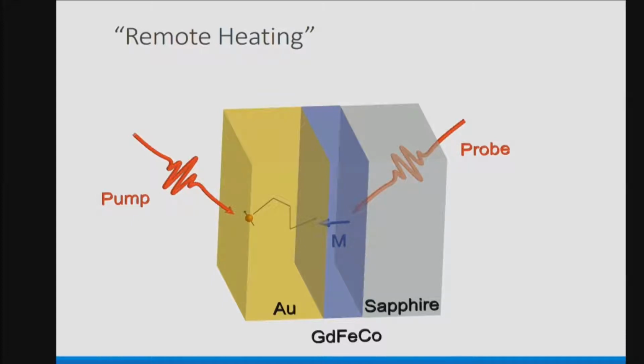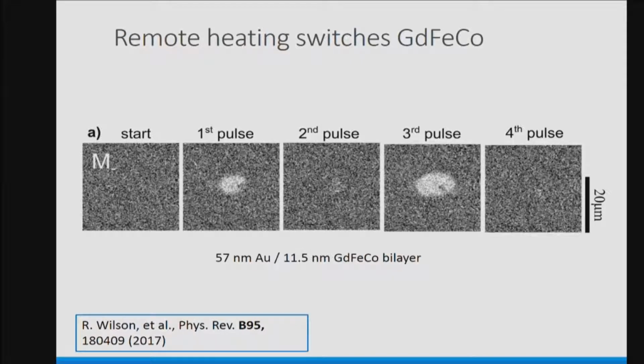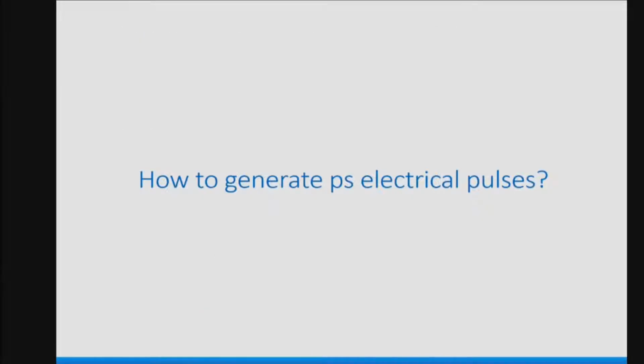So this was a way of testing whether or not electrical charge current pulses would do the same mechanism. And what we found is, yes, indeed it does. With a layer of gold of 57 nanometers in thickness and a little over 10 nanometer thick gadolinium iron cobalt, we still see the typical toggle switching. And we also measured the time dependence of this, but I'll skip that in the interest of time. Basically, it happens as fast.